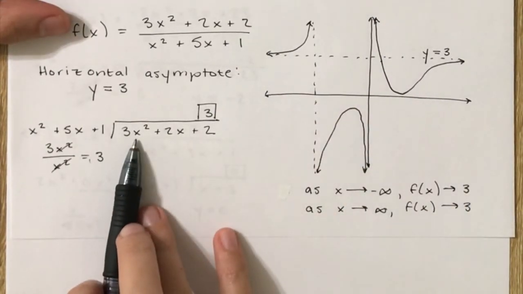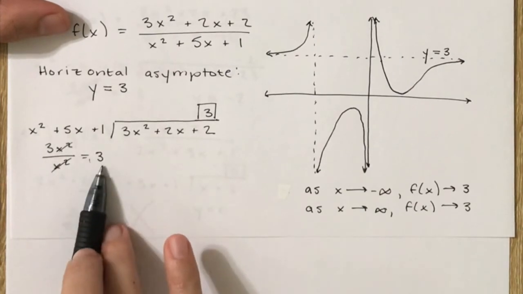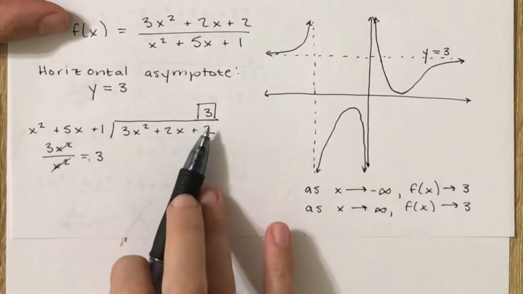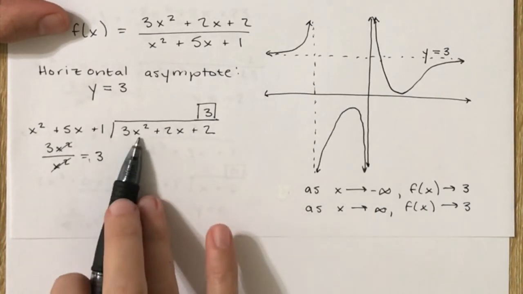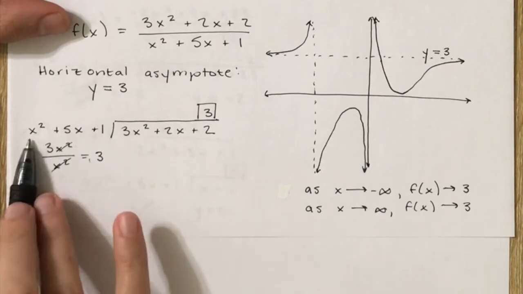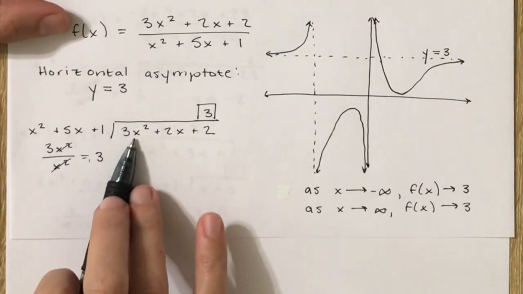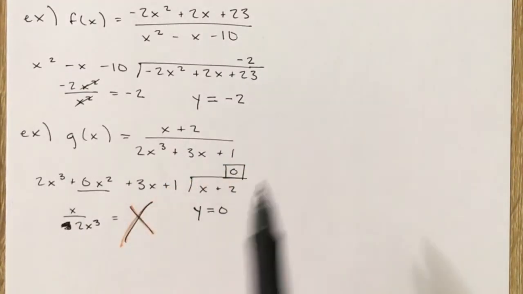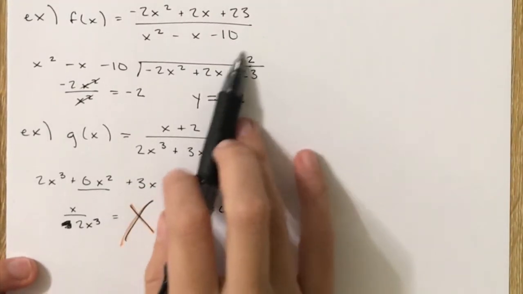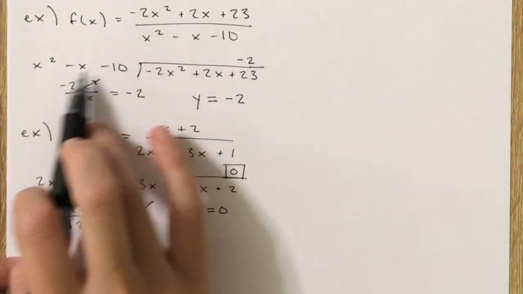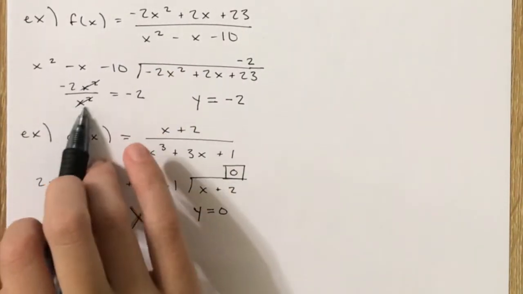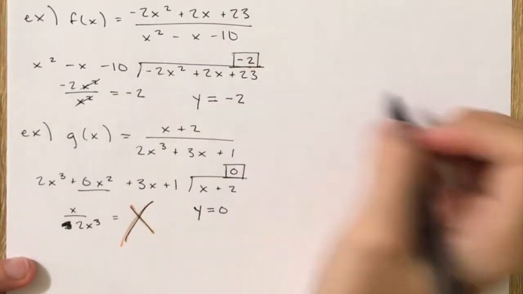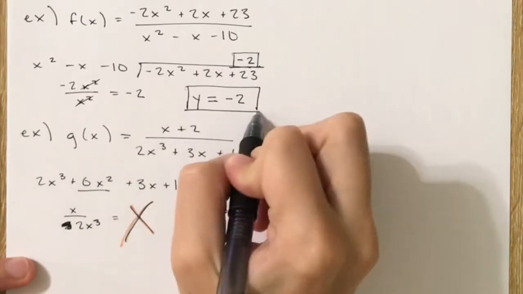If I think about it, why did I get 3? Well, I got it because I divided the first term by the first term, and it gave me 3, because they had the same degree. We were dividing the x squared by the x squared. And the same thing happened with this one. We got -2 because we were dividing x squared by x squared. Those canceled, we got -2, and that was my quotient, which gave me this horizontal asymptote.